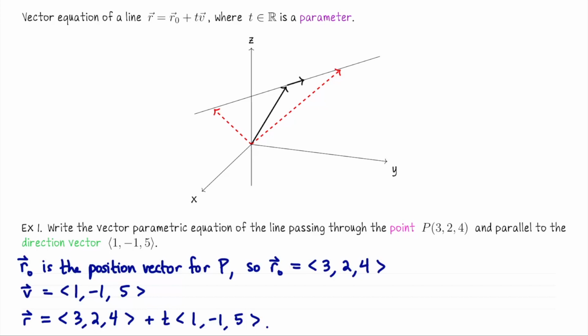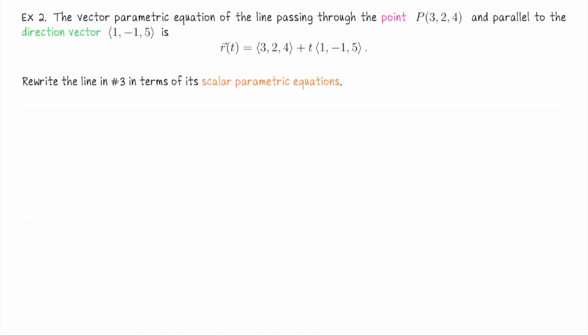Let's continue with this example in order to define a different set of equations which also describe the same line. So to repeat what we just found, the vector parametric equation of the line passing through the point P parallel to the direction vector 1, -1, 5 was this. Here I've written it as r of t. Again, that's optional. It depends if you want to view the left-hand side as a function of t. I typically do, but you don't have to. Okay, let's take this equation, which is the vector form, and rewrite it as a set of scalar parametric equations.